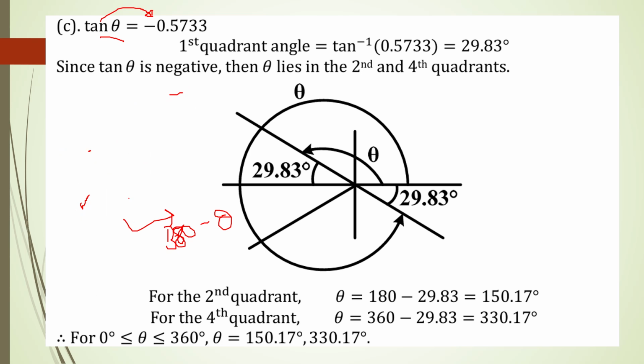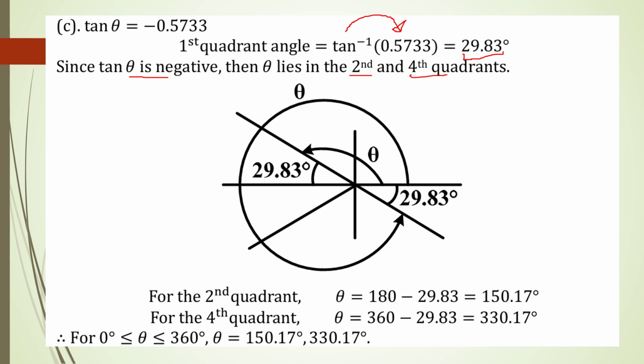So the angle which is going to be present in the first quadrant, for that you're going to get theta. When you're getting theta, you eliminate the negative on your expression. We don't put negatives when we are determining the angle. So it's going to be arctan of 0.5733, and you're going to get 29.83 degrees. So we make a statement that since tan theta is negative, then theta is going to lie in the second and in the fourth quadrant.